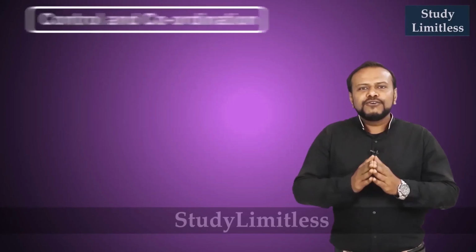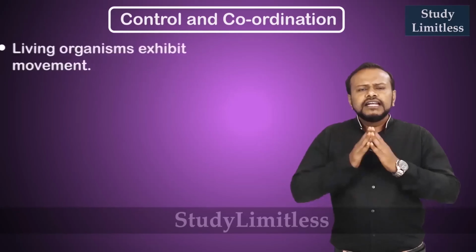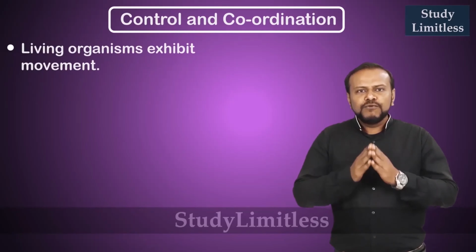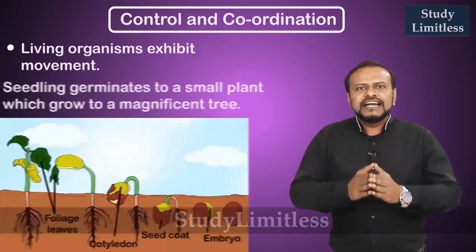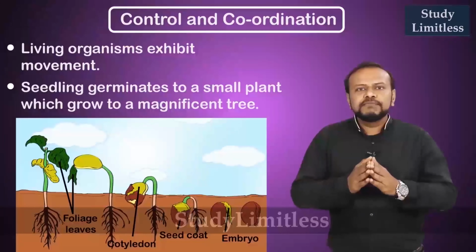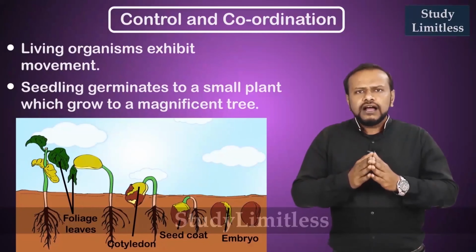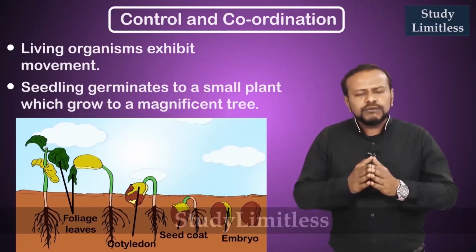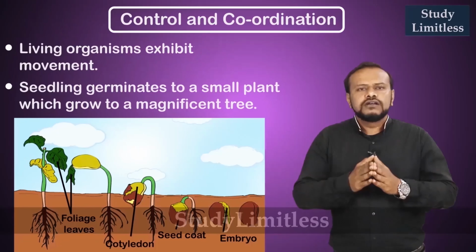Discuss the chapter control and coordination. In living organisms, a large number of movements can be observed. Seedling germinating into a small tree and later turning into a magnificent plant. This is an example of growth, a movement associated with growth.